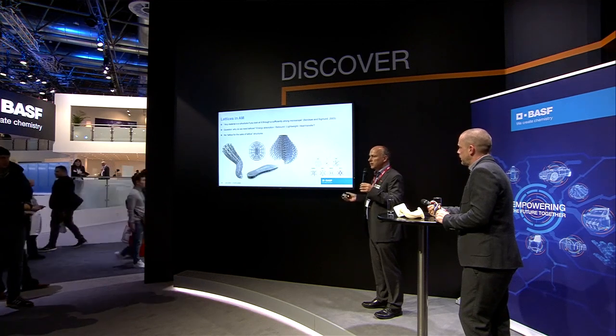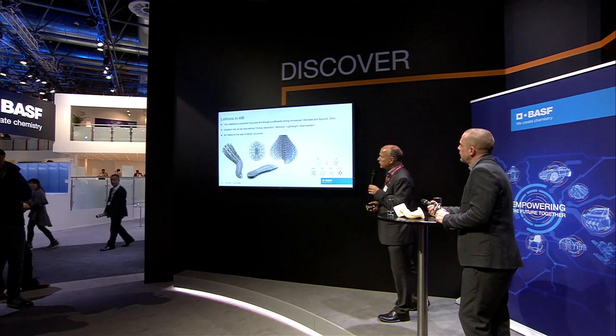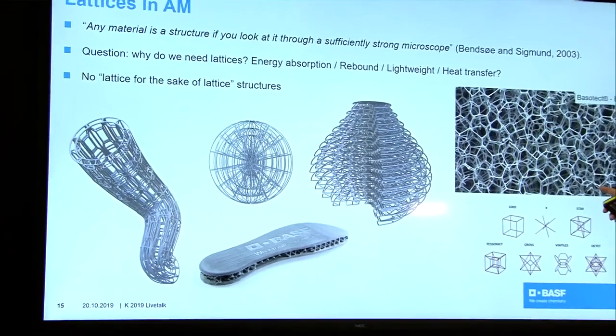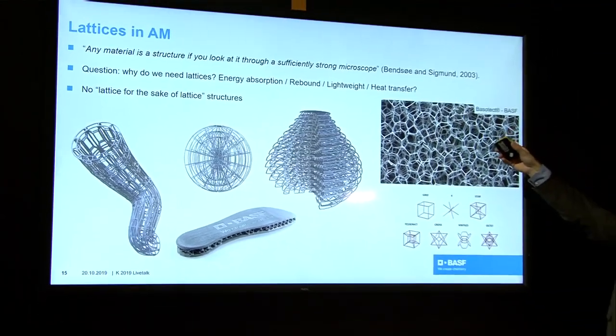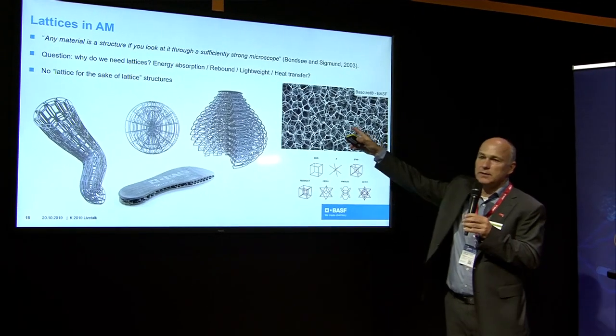Another thing that is important in 3D printing is that you can make structures that you could never think of before. For example, those lattice structures. You have different kinds of lattices. We have known those lattice structures for a long time. This is our old Basotect material, which is still very much used, and this also has such a lattice structure.